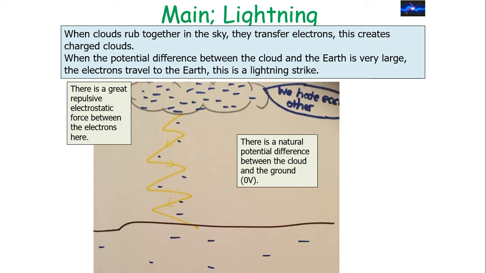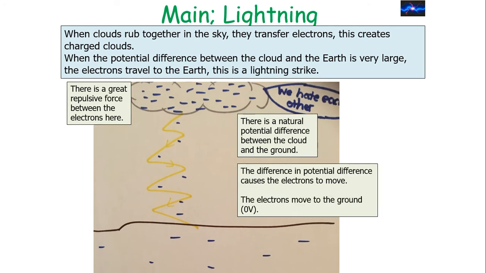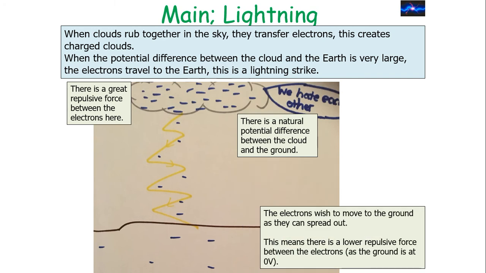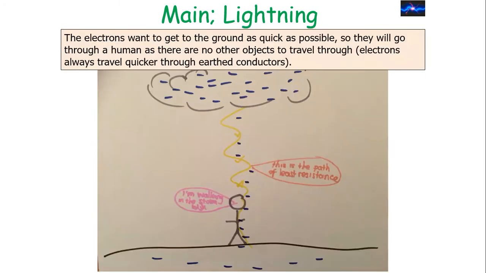That's a lightning strike. Now remember, there will be a natural potential difference because the Earth is always at 0 volts. So this potential difference will be increased because the clouds are now charged. This potential difference causes the electrons to move to the ground, and the movement of electrons to the ground is a lightning strike. Now, the electrons wish to move to the ground because the ground is at 0 volts, and so the electrons can spread out. This means there's a lower repulsive force between the electrons in the Earth.